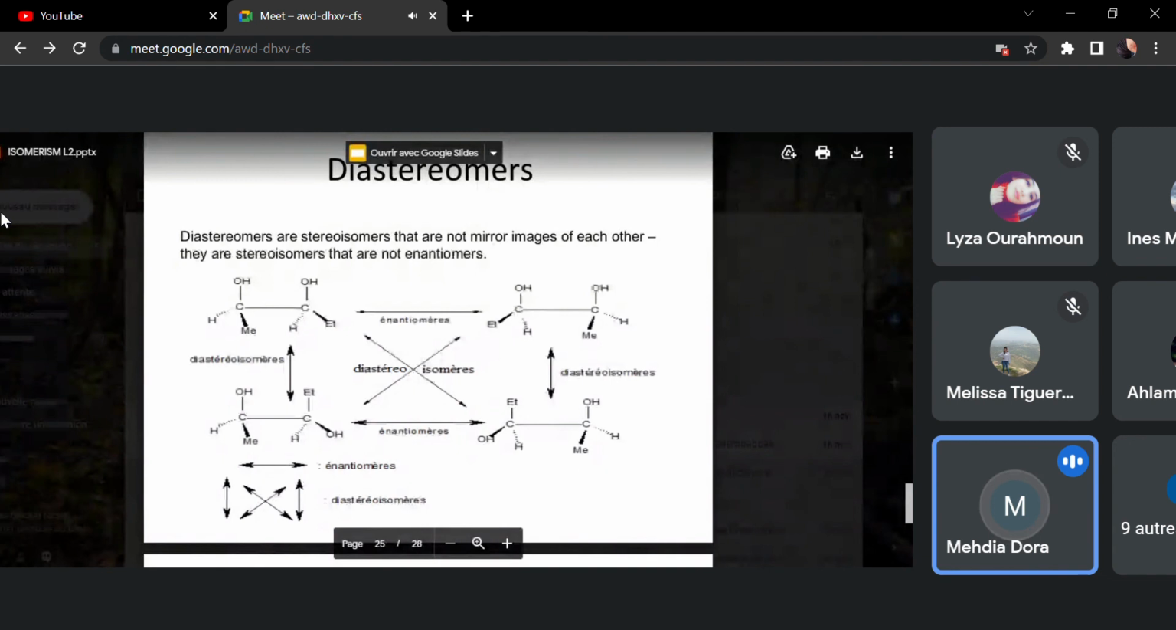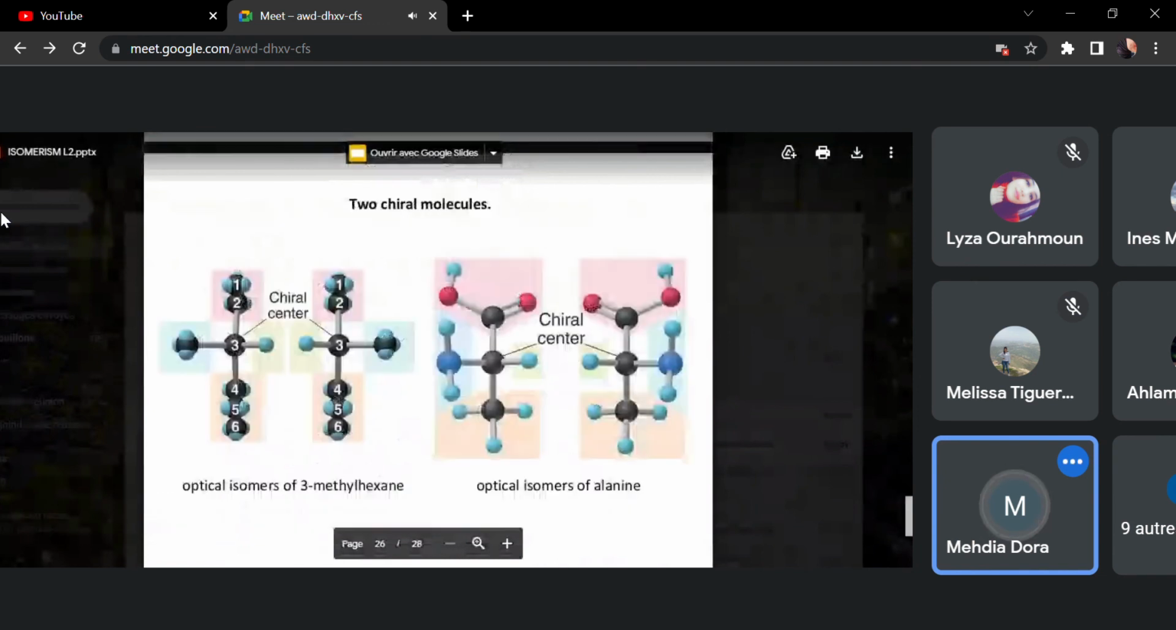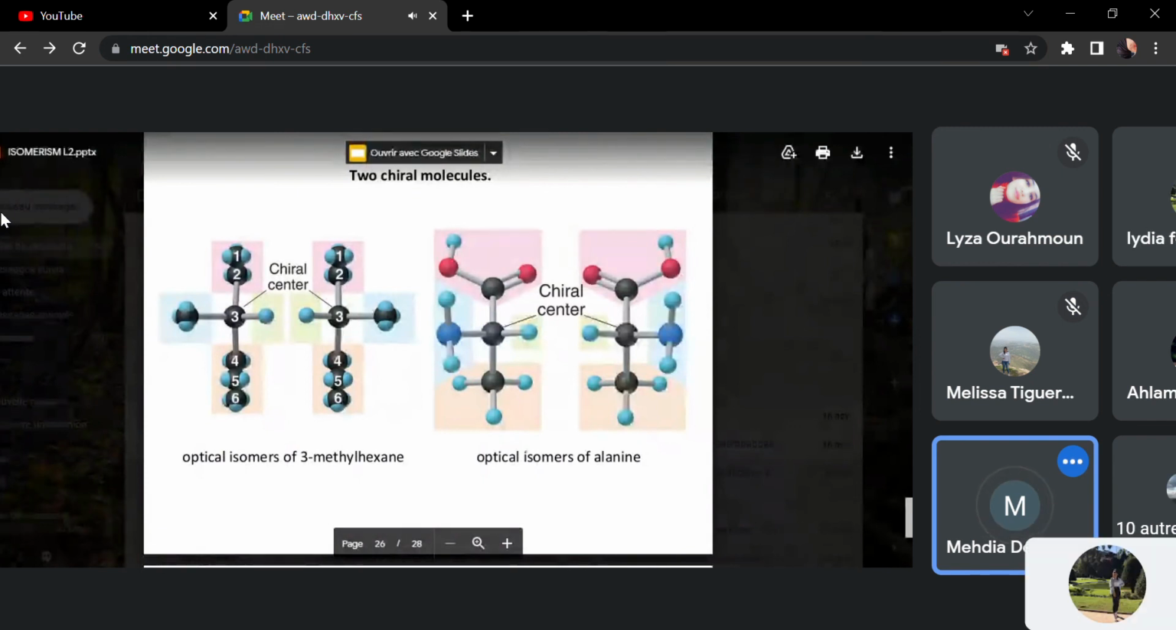We move to the next slide, please. Yeah, we do have another example about optical isomers of aniline and methylhexane. We move to the 27th slide.